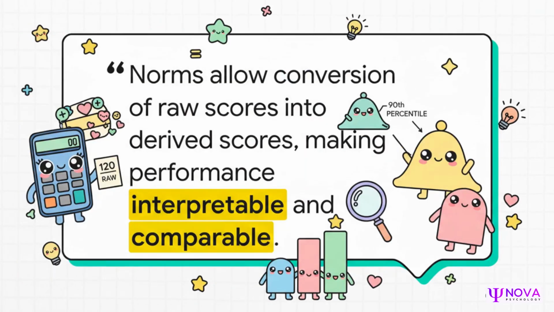This whole process is called standardization. And as the great psychometrician Anastasi points out, this is what lets us change a raw score like 120 into something much, much more useful, like a derived score. For instance, we could find out that 120 puts you in the 90th percentile. Now we're talking. That means you scored better than 90% of the people in that original group. See? The score is no longer just a number, it's now interpretable, and we can compare it.